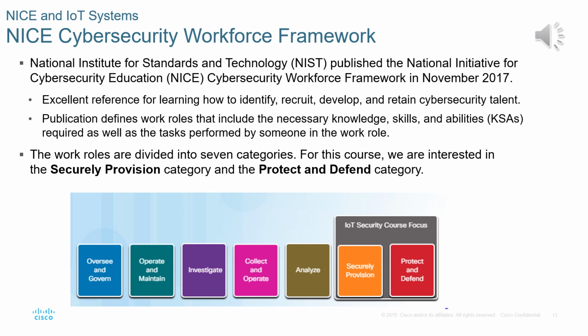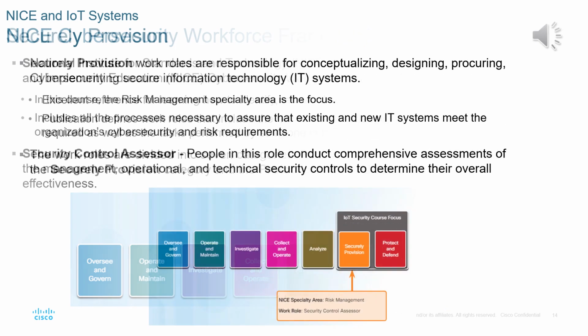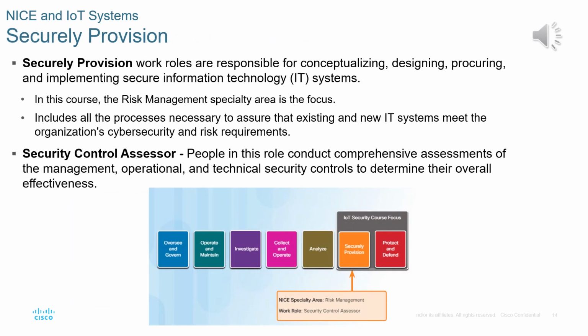The work roles are divided into 7 categories as shown in the figure. Skills and knowledge gained in this course apply to both the security provision and the protect and defend categories. Work roles in the securely provisioned category are responsible for conceptualizing, designing, procuring, and implementing secure information technology systems. In the securely provisioned work category, the risk management specialty area is the focus for this course.